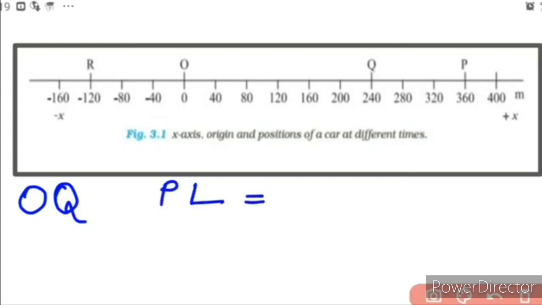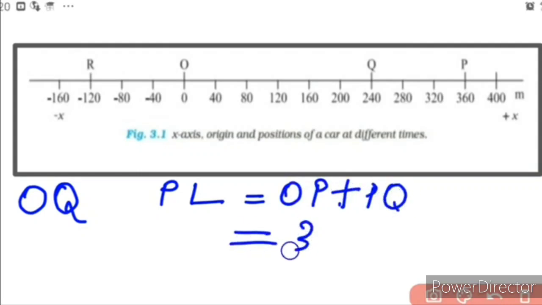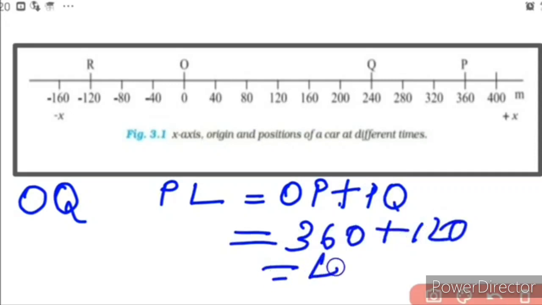What is path length? It starts from O to P, so 360 meter is there. Then from P it goes to Q. How much is the distance from 360 to 240? That distance is 120. So path length becomes OP plus PQ. It will be 360 plus 120, that is equal to 480. So for this motion, the path length is 480 meter.